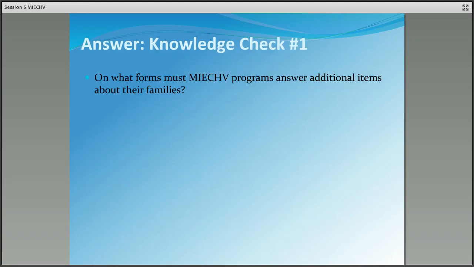So now it's time to go over your answers. The first knowledge check asked on what forms MIECHV programs must answer additional items about their families. These forms are the intake form, home visit log, and follow-up form. Hope you got that right.